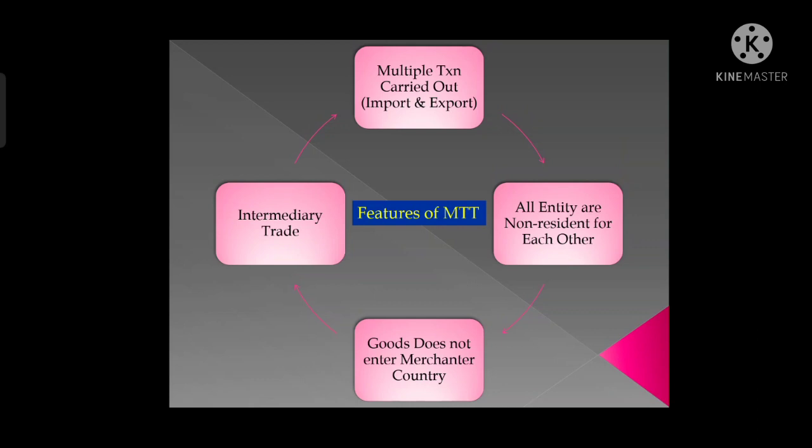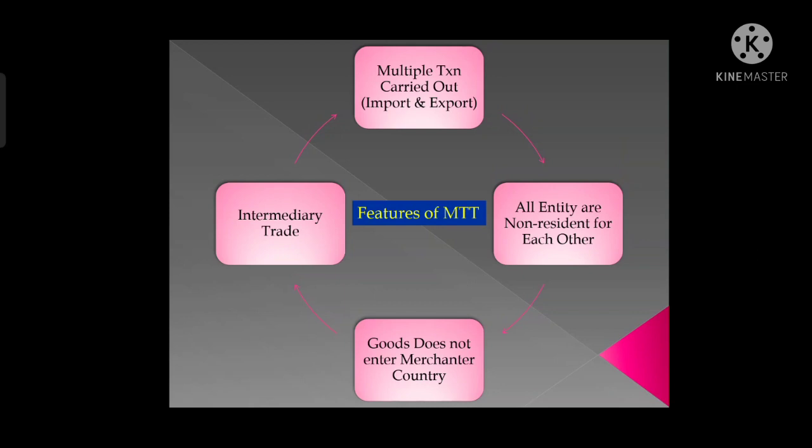As we know, under a merchanting trade transaction there are basically three parties involved: the overseas buyer, the overseas supplier, and the Indian entity, right? So under merchanting trade, all three entities reside in different countries. These three entities are non-resident for each other because they are residing in different countries, right?